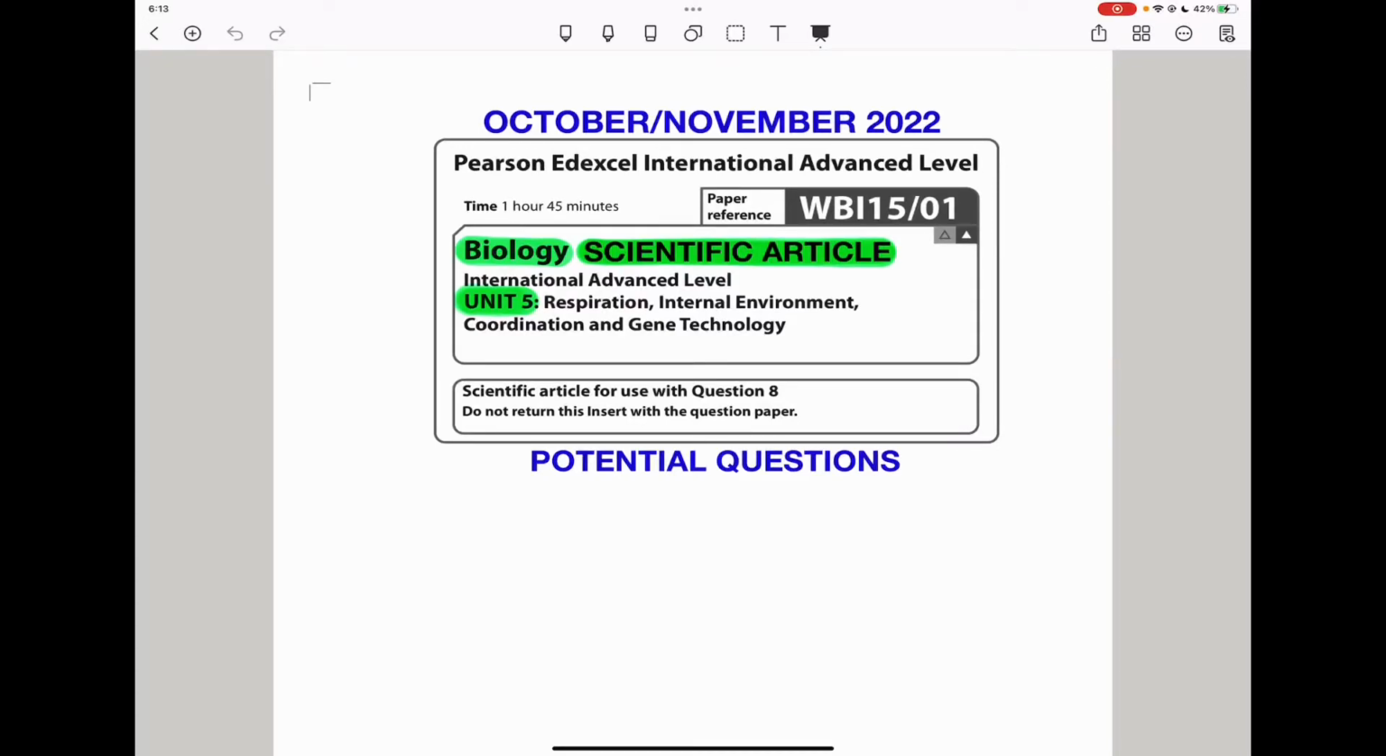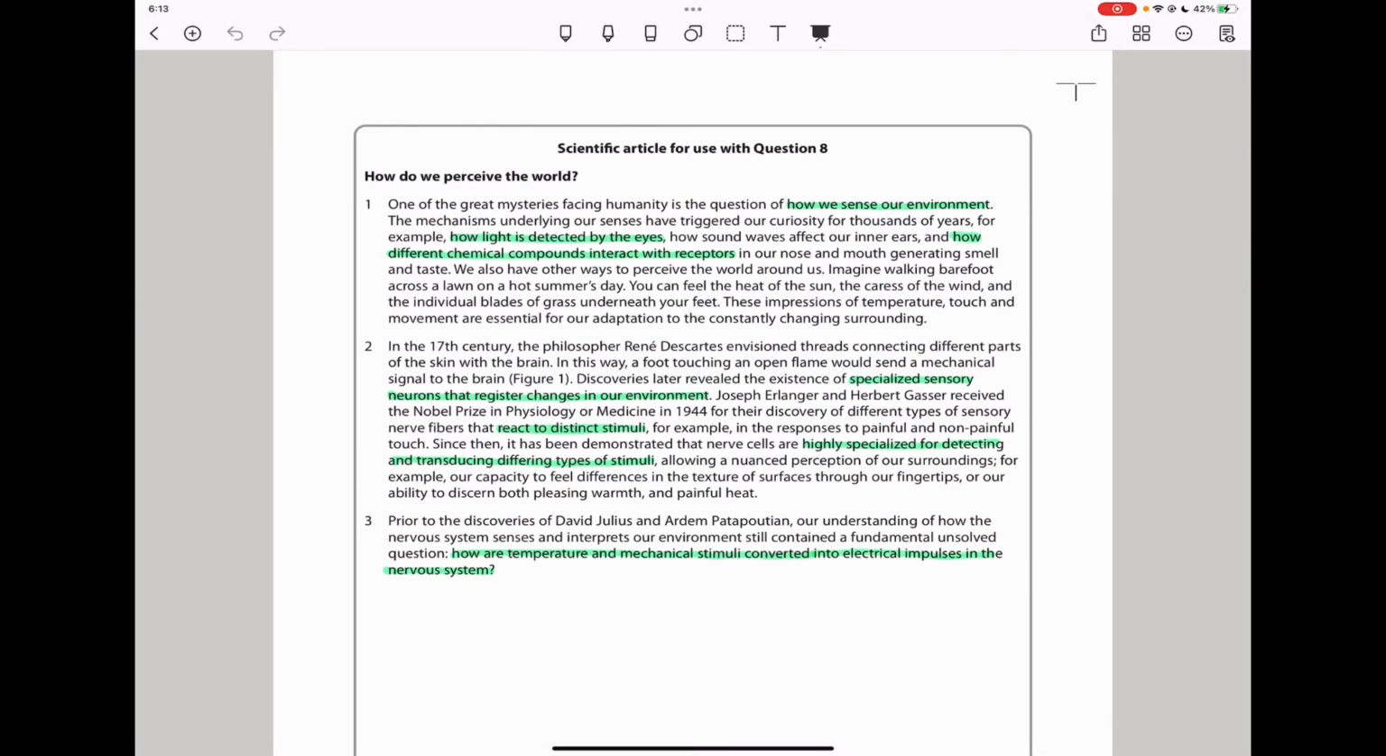Today we are doing the Pearson Edexcel International A-Level Biology for October and November 2022, the scientific article for Unit 5. So we're going to be looking at the potential questions as well as going through and breaking down all the article. Let's begin with the first part. Here they say, how do we perceive the world?